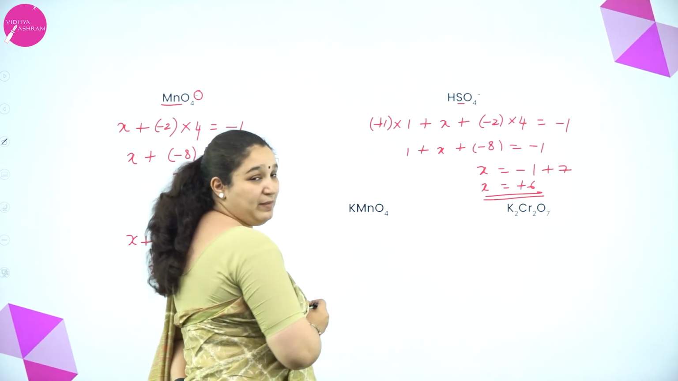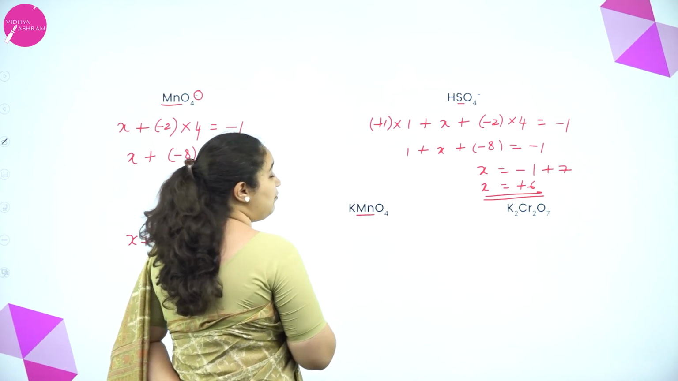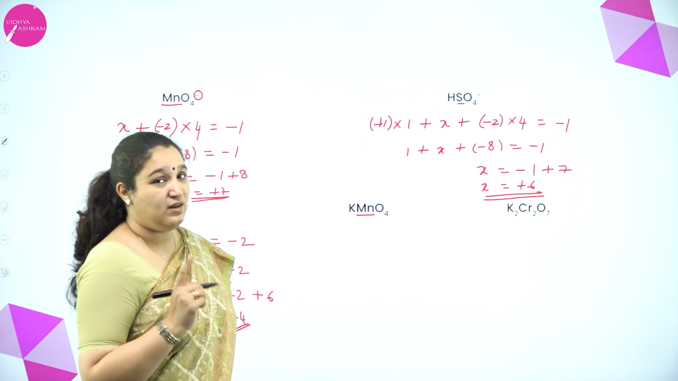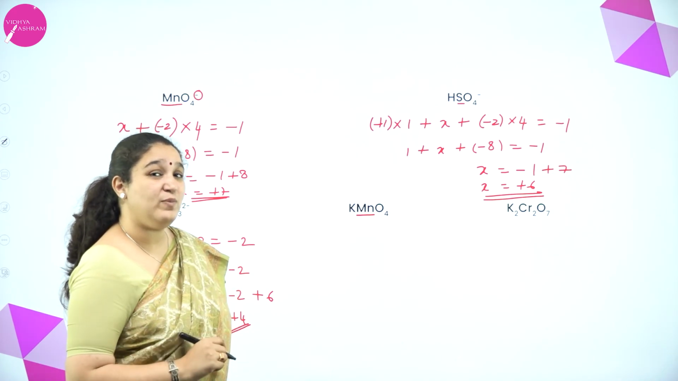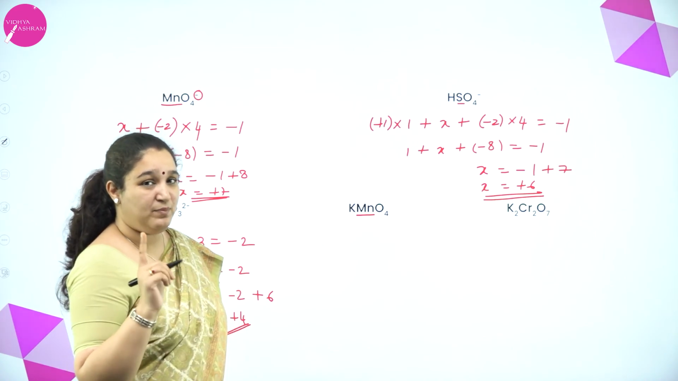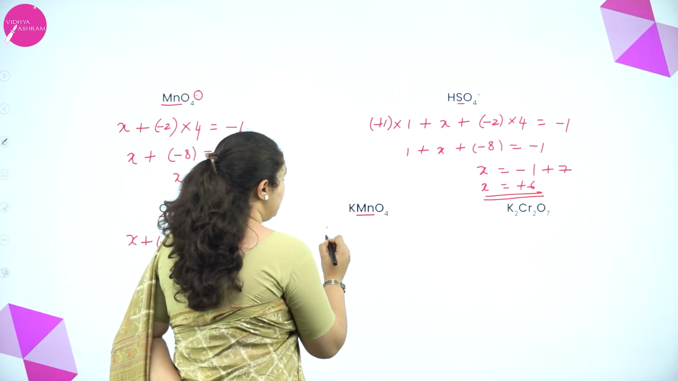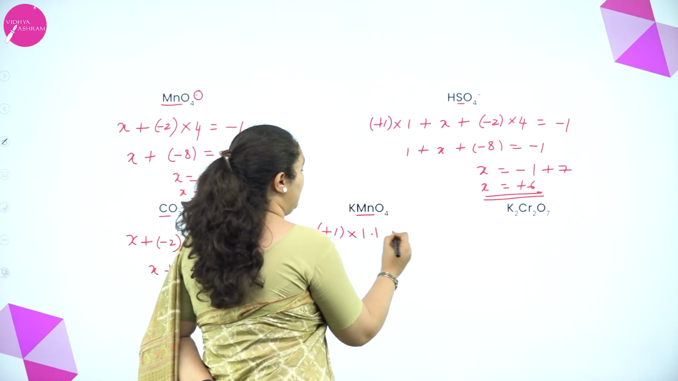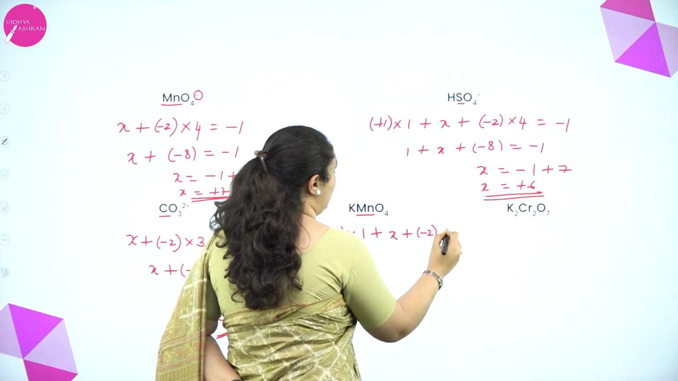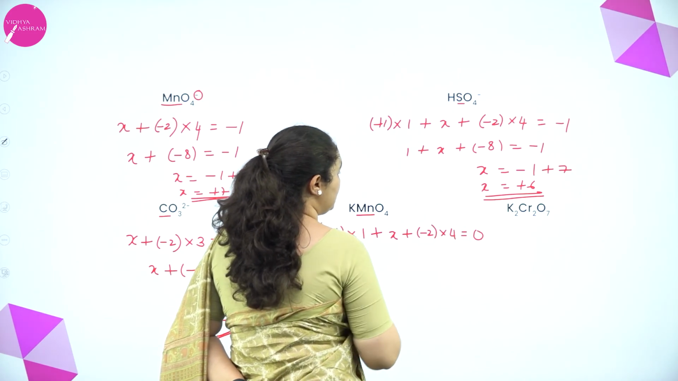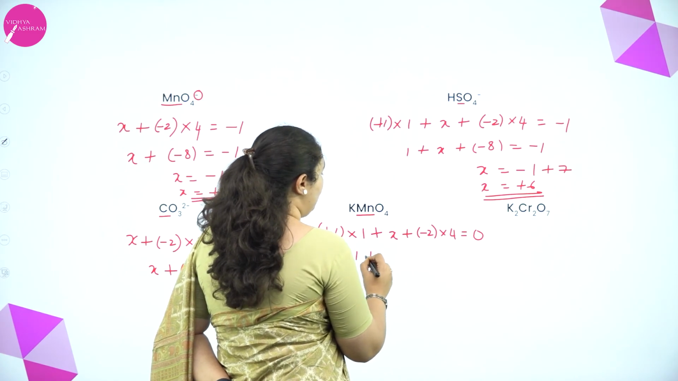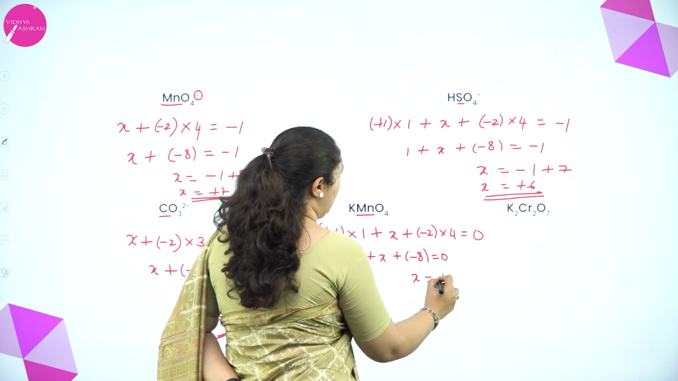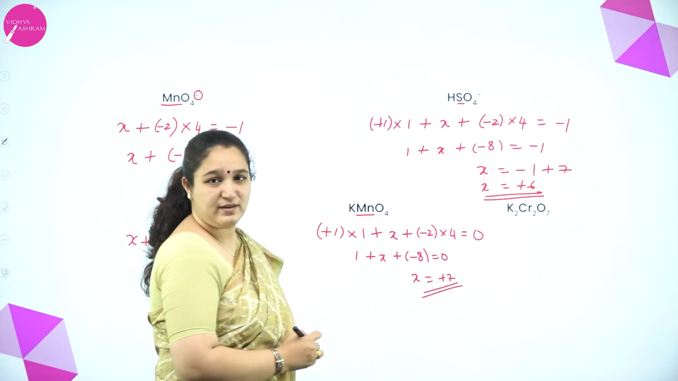Same way, for KMnO4 we'll do for manganese. Okay. Potassium. Now, potassium is which metal? Alkali metal or alkaline earth metal? It is an alkali metal. What is the common oxidation state for alkali metals? +1. So, here it is +1. Okay. Only one potassium I have. So, into 1 plus X plus -2 into 4, because I have 4 oxygens, is equal to 0. So, 1 plus X plus -8 is equal to 0. X is equal to +7, I'll get.